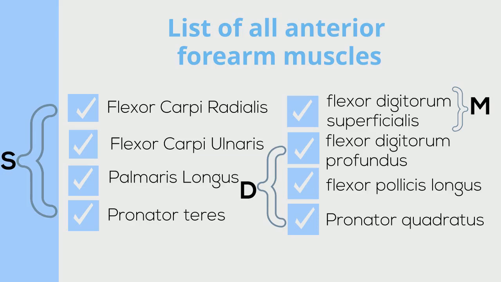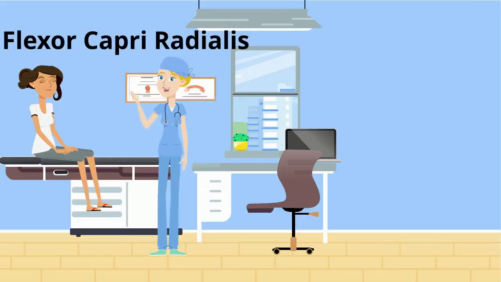So the superficial layer consists of the flexor carpi radialis, flexor carpi ulnaris, palmaris longus, and pronator teres. As per the middle compartment, we have the flexor digitorum superficialis. And lastly, the deep layer consists of the flexor digitorum profundus, flexor pollicis longus, and the pronator quadratus.